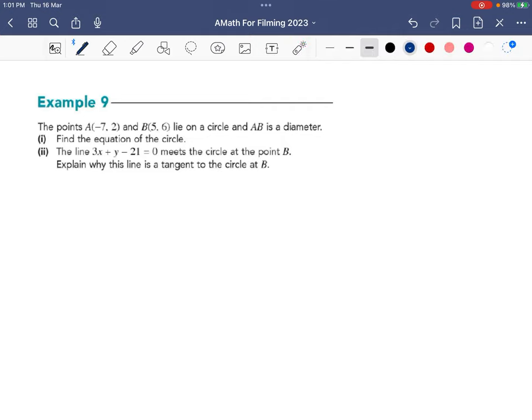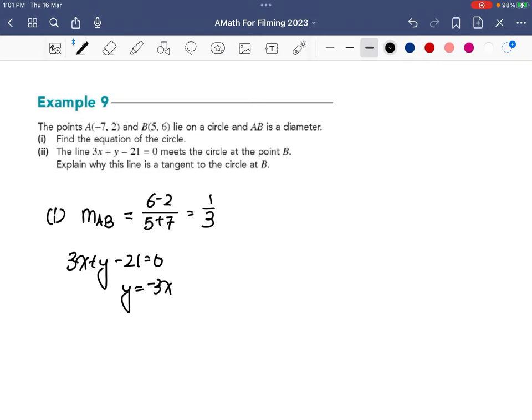So what we can do here is this. First, what I can do is to find the gradient of AB itself. So the gradient of AB is y2 minus y1 divided by x2 minus x1. So I get 4 over 12, I get 1 over 3. Then from the line itself, 3x plus y minus 21 is equals to 0, I get y equals to -3x plus 21.